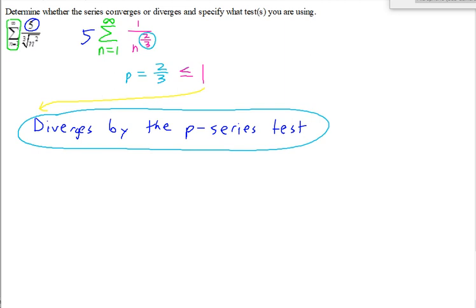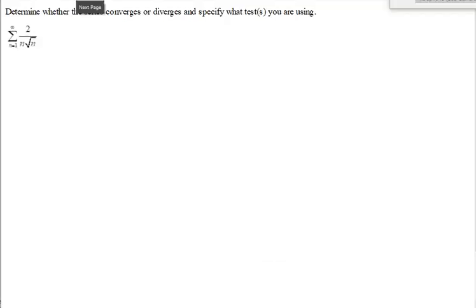All right, let's take a look at the next one. On this one, it can also fit the p-series. It's a little trickier to see that here.